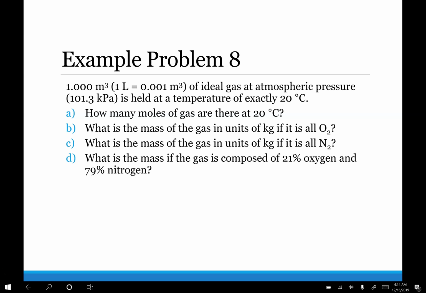So as you guys saw in the previous video, after part B, my computer died. So here is part C and D of example problem 8.